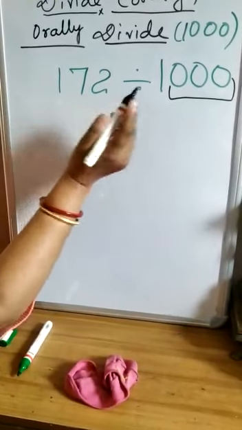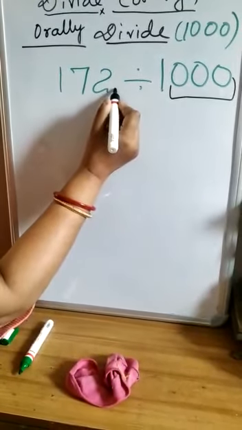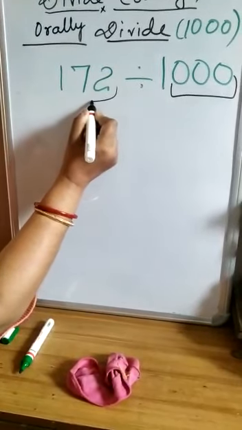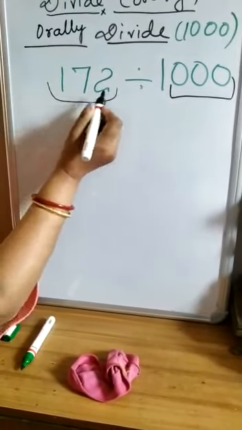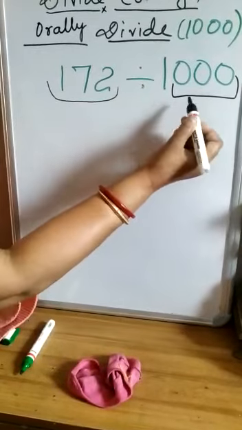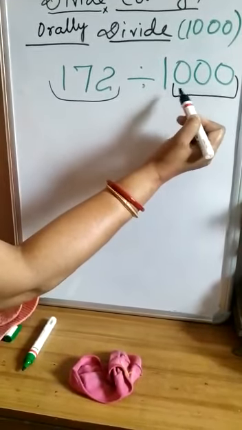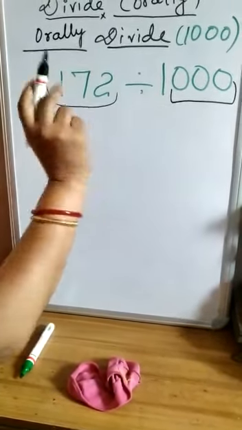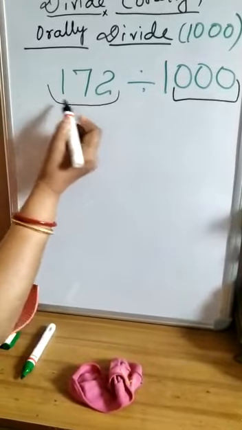Here the number is 172. I will start from the right side of the digits, from 2, 7 and 1. So 3 digits are removed because I am dividing by 1000, which has 3 zeros. So 3 zeros, so I will be removing 3 digits.